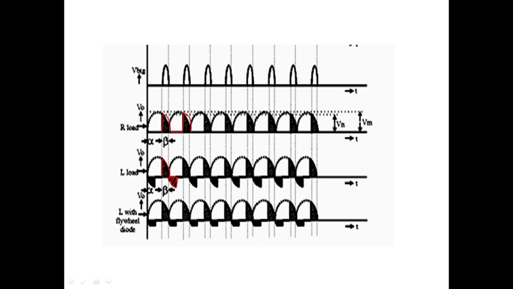When we connect a freewheeling diode, this peak will be reduced. You can compare from here to here. The peak will be almost zero. It will be similar to R load. So even if you have RL load, when you connect a freewheeling diode, the output will be similar to R load. That is the advantage of the freewheeling diode. Here you can see this is RL load and this is RL load with freewheeling diode. I hope you have understood the difference between RL load without freewheeling diode and RL load with freewheeling diode.